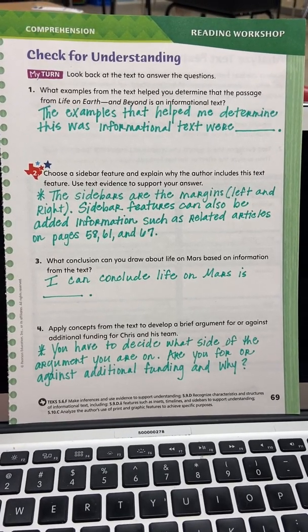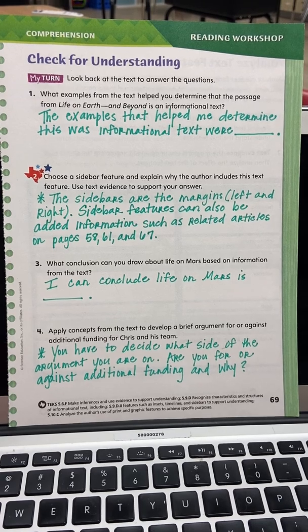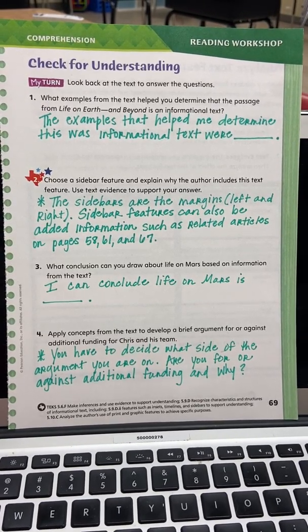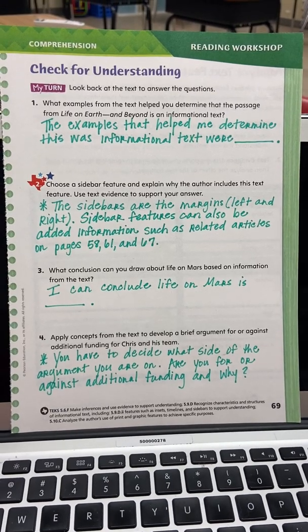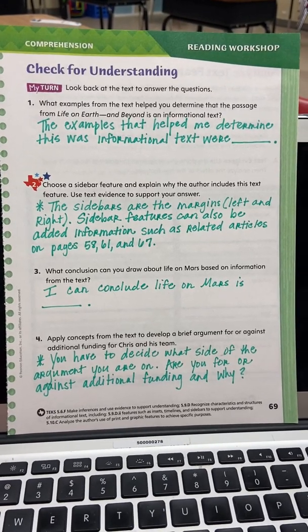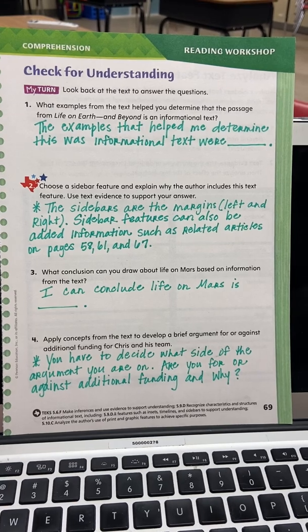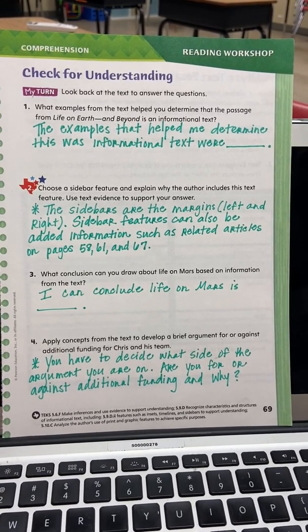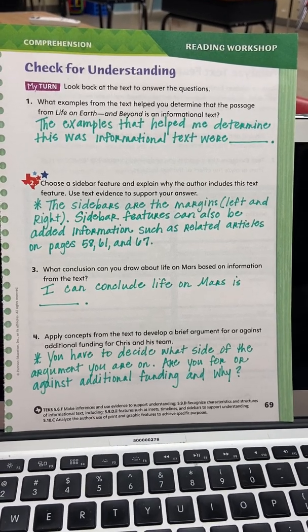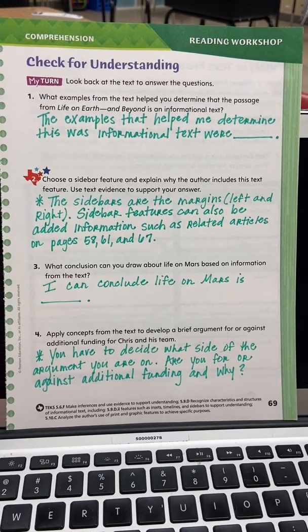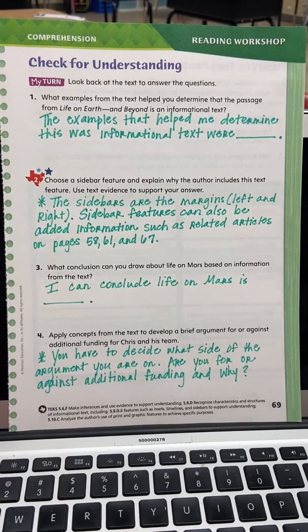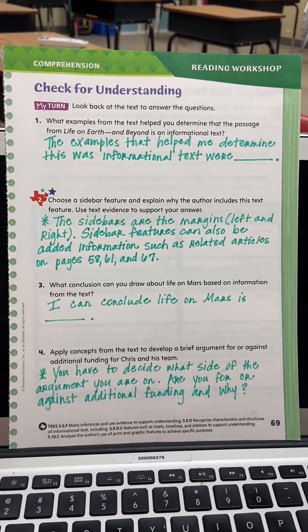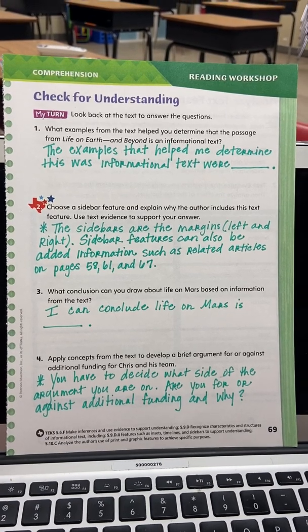Number 3, what conclusion can you draw about life on Mars based on information from the text? So remember, when it says draw, that does not mean that we're looking for some type of picture or illustration, and that doesn't mean I want you to draw me something. That's just another way of saying, what conclusion can you come up with? So I can conclude life on Mars is. So what did you learn from the text about life on Mars, and what conclusion can you draw?